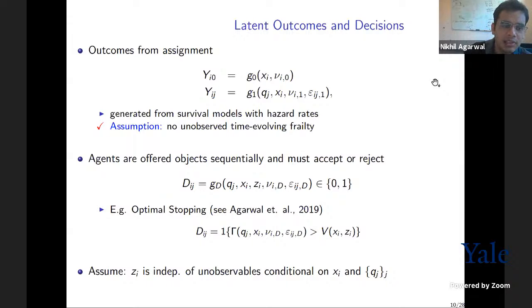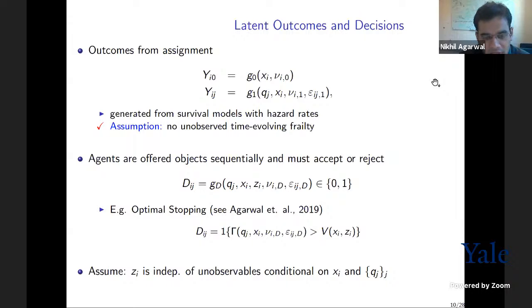Now this model is generated from a hazards model, and you can just write it this way. You can write the survival times in this particular way. The key assumption here is that there is no unobserved time-varying frailty. So nu i0 and nu i1 do not have a time index that is potentially correlated with other things.